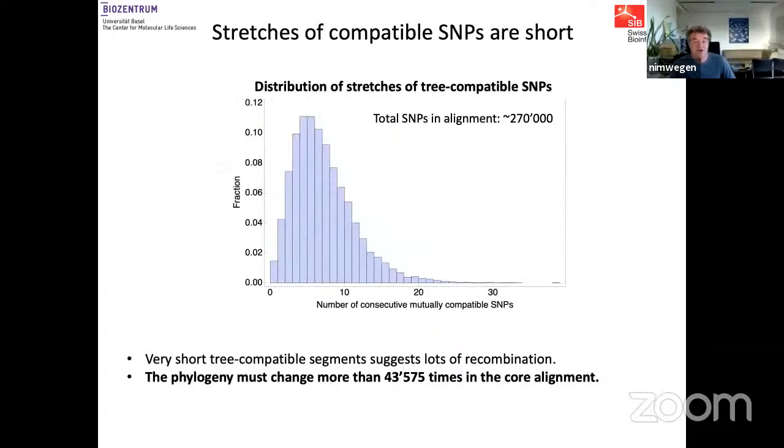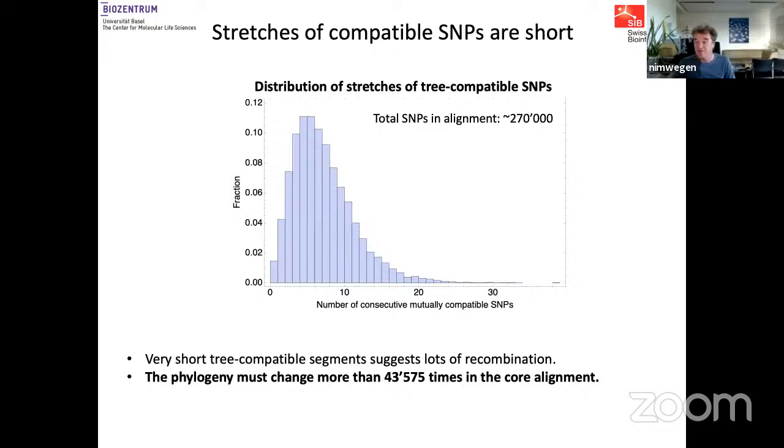So if you do this for our E. coli data, you will find that actually the stretches of tree compatible SNPs are very, very short. All right. So typically it's 3, 4, 5, 6 SNPs in a row, and then you get a phylogeny break. And it's extremely rare that you can get more than 20 in a row.